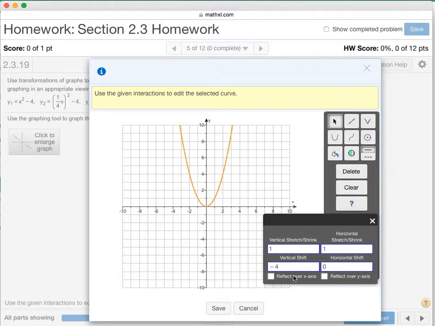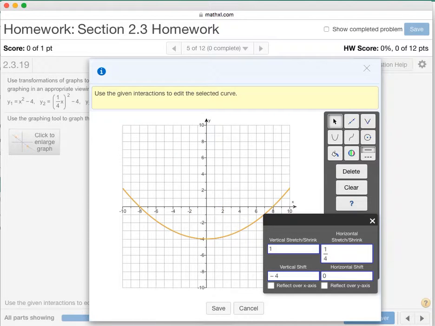But the other thing is that anything that happens inside the square that's multiplied by the x, that's going to be a horizontal stretch or shrink. So notice here on the options you've got a vertical stretch or shrink and a horizontal stretch or shrink. When it's 1/4, look what happens when I put 1/4 for the horizontal stretch or shrink. It becomes wider, right? And that's essentially what's happening here, you're making the graph wider. So it's a horizontal stretch in this case.